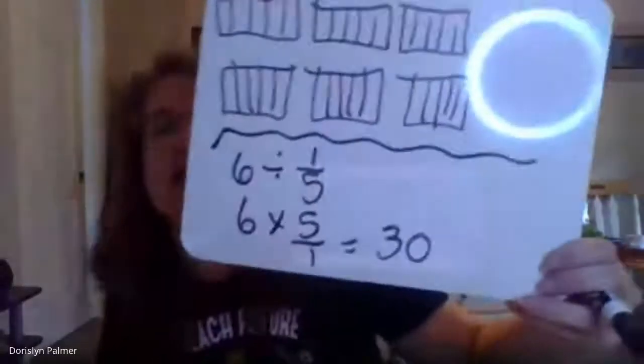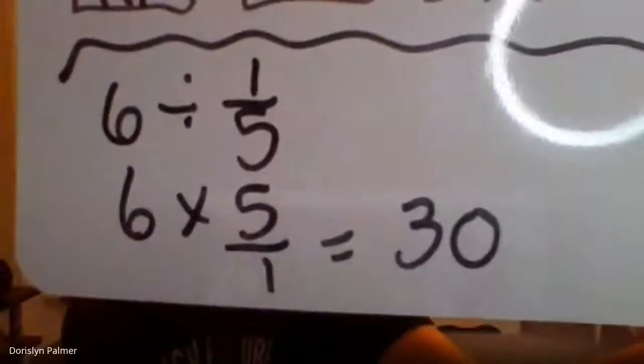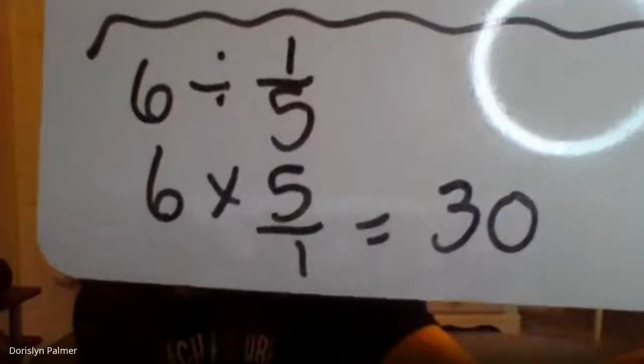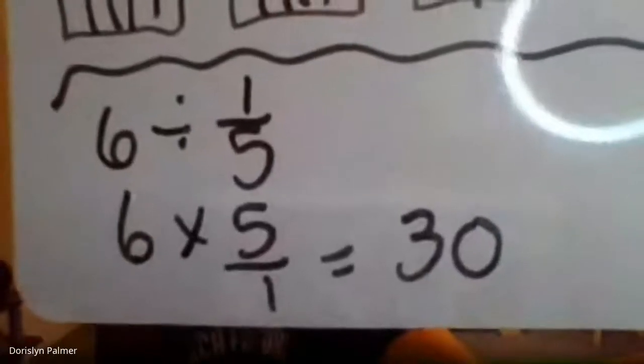It should end up just being 30, because the problem is 6 divided by 1/5. When we do a related multiplication problem, that means we keep, change, flip. So we're going to do 6 times 5/1 and get 30. To go along with Bernadette's story, if she had 6 whole pizzas and cut them into 5 slices each, how many total pieces of pizza would there be? 30 pieces of pizza.